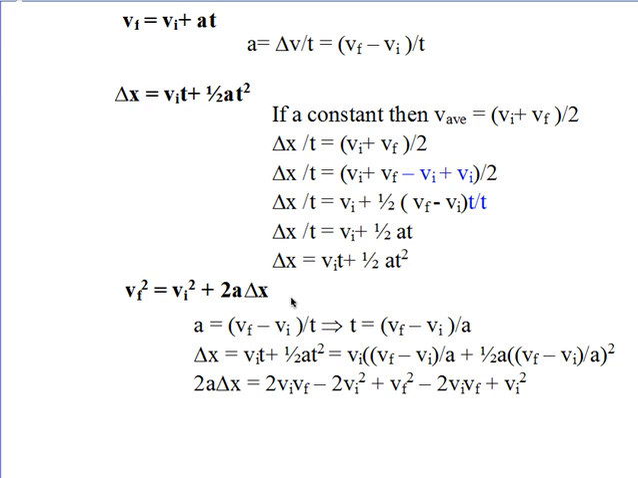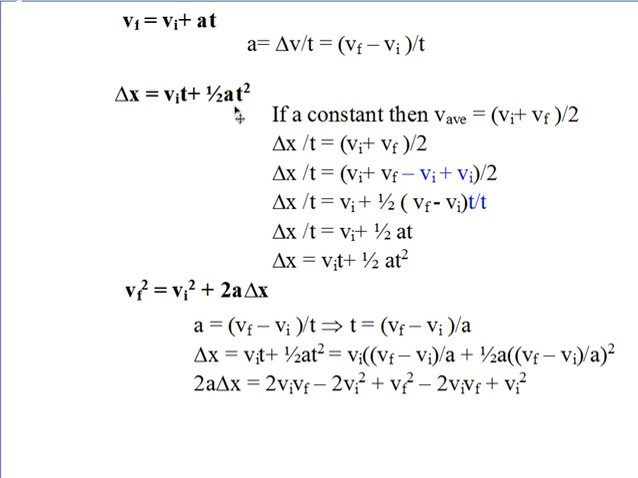A lot of problems will come up where this will be a very nice fit to the data that's given to you. I strongly encourage you to memorize this formula to avoid going through the simultaneous solution of these two equations. In your book, there are two more equations. One where we have solved this equation for VI and substituted it in here, so we get an equation which doesn't have VI in it. This one doesn't have delta x in it.